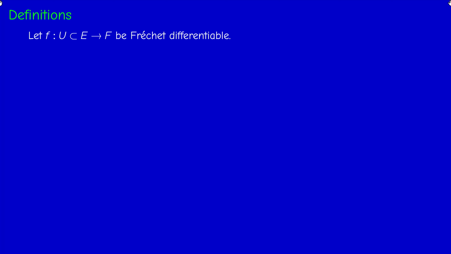So consider a map F as usual from an open subset U of a normed space E into another normed space F, and assume that it's Frechet differentiable on its domain. Then the derivative map is a function from U into the space of linear bounded maps from E to F. Okay, so F and F prime have the same domain, but different target spaces. So what we said about the differentiability of F, we can apply to F prime.